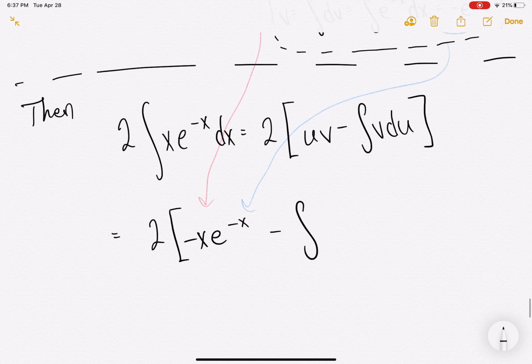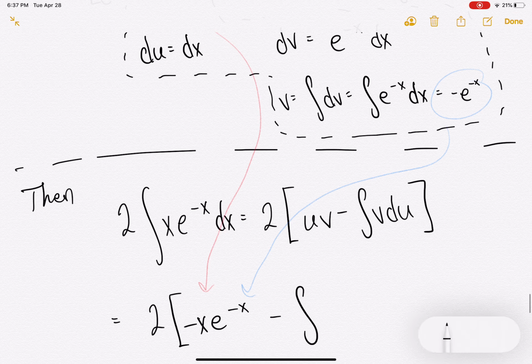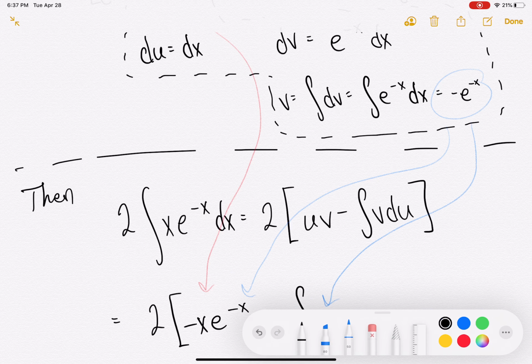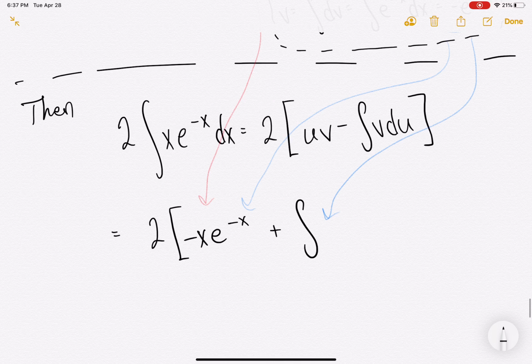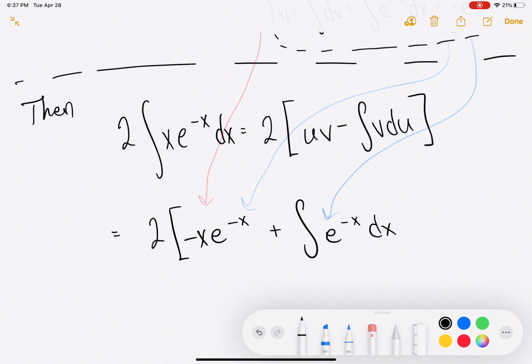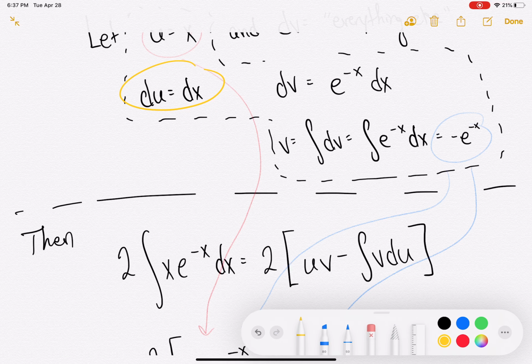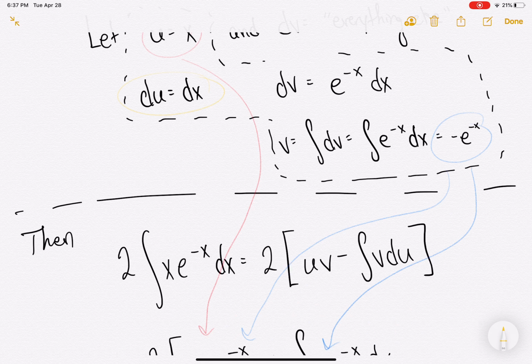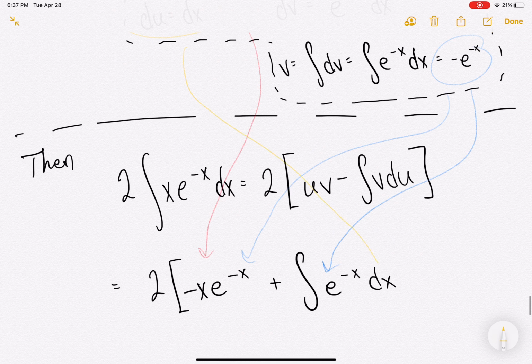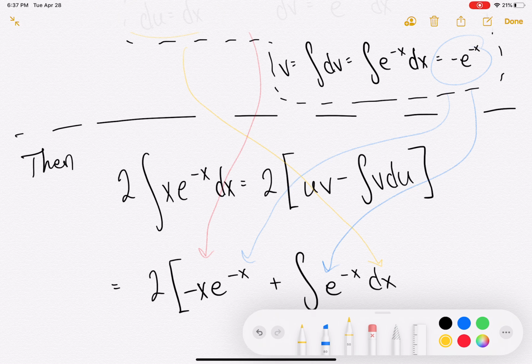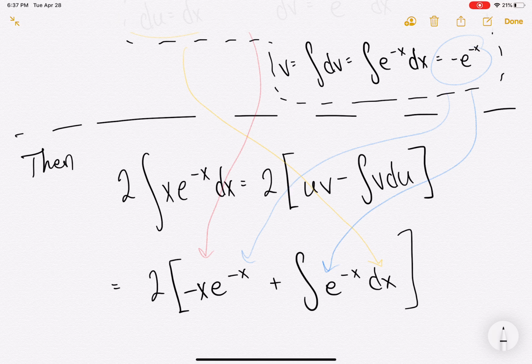Minus integral v, same v comes here. So negative e to the negative x will make that positive. Du is dx. Make that explicit here. So there you go. There's your uv minus integral v du.